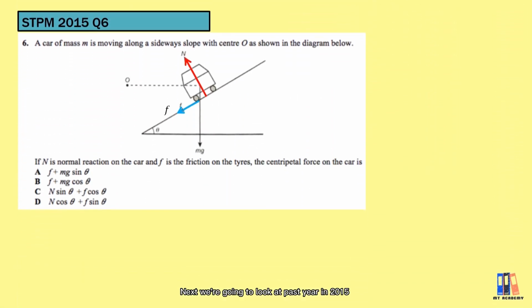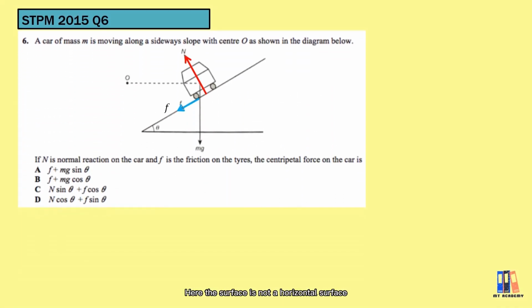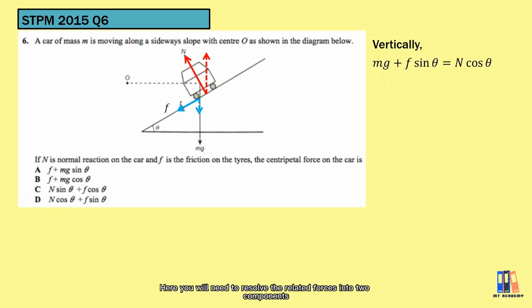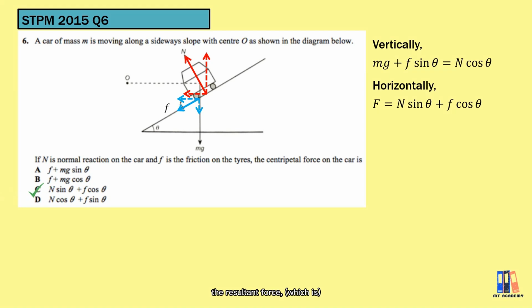Next, we're going to look at a past year question in 2015. Here, the surface is not a horizontal surface, but sloped at a certain angle to the horizontal surface. Here, you will need to resolve the related forces into two components. Vertically, we could see mg plus f sin theta is equal to n cos theta. While horizontally, the resultant force, the centripetal force, is equal to the sum of the horizontal components of friction and the reaction force, n sin theta plus f cos theta. For this type of motion, it is the reaction force and the friction which provide the force to cause the object to move in a circular motion.